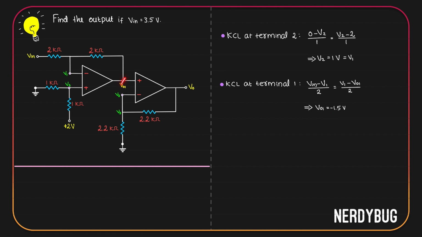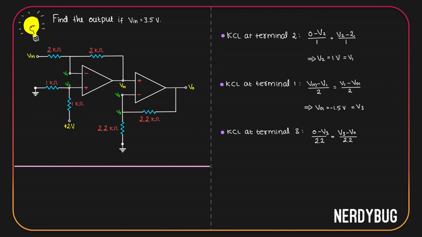Now, if VO1 is negative 1.5, then V3 is also negative 1.5. Keeping that in mind, let us apply Kirchhoff's current law at the third terminal. Again, two currents: current through the 2.2 kilo ohm and the other 2.2 kilo ohm. But they will be equal. Current through this one will be 0 minus V3 divided by 2.2 kilo. Current through the other one will be V3 minus VO divided by 2.2 kilo.